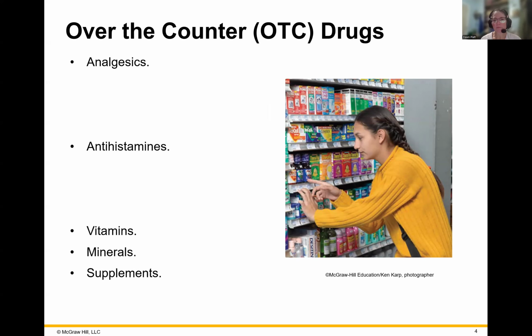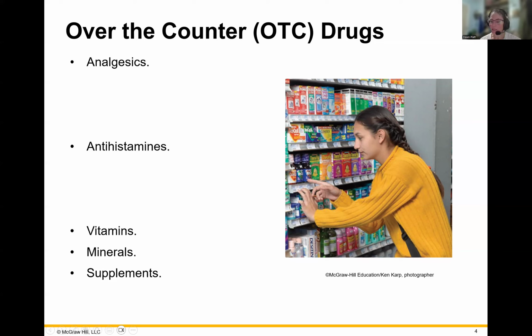Then we go to the different drug types. Here we have over-the-counter medications. These are ones that you can just go to the store, look on the shelf like this gal's doing, pull it off the shelf and purchase it. You don't need to see your provider. You don't need to have a prescription for it. So let's take a look at what analgesics are and then what antihistamines are.